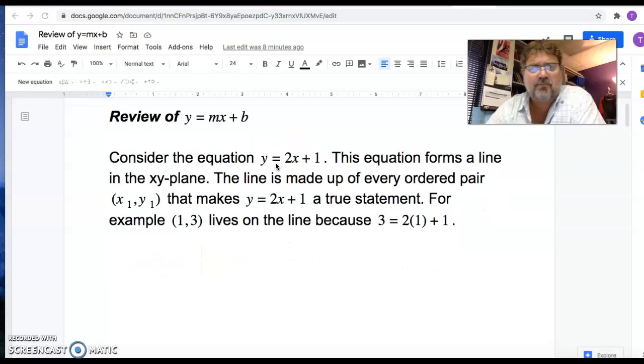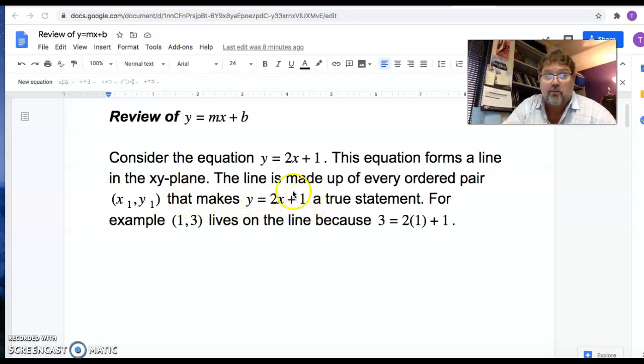Okay, so you guys remember this good little equation. Most always 9th graders do. y equals mx plus b. And here's an example of it: y equals 2x plus 1. This equation forms a line in the xy plane. And that's what we usually work with, right? The line is made up of every ordered pair that makes this a true statement.